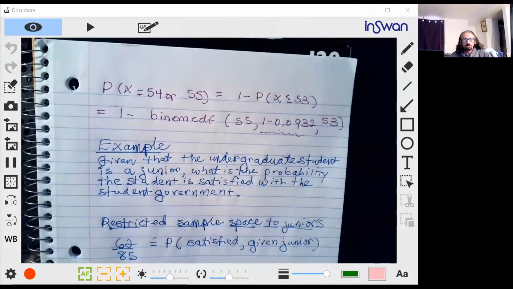The easiest way to look at this problem would be to consider restricting the sample space. Instead of looking at all 374, let's narrow down the sample space to just looking at the 85 juniors. We saw that 62 of the juniors were satisfied. I'm not worried about trying to reduce this or express it as a decimal or anything. However, I want you to notice something.